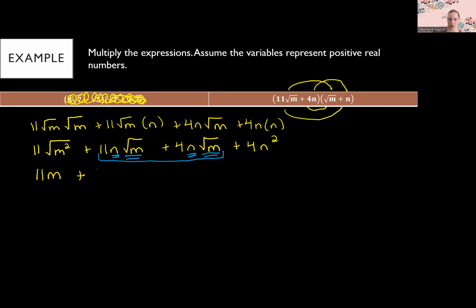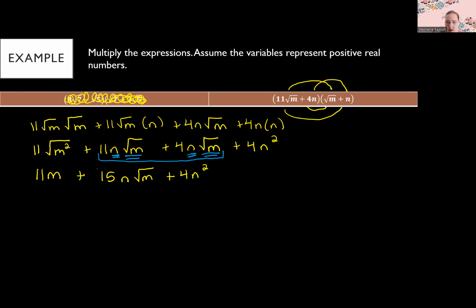So because those are all the same, these are like terms, and so you can add the numbers 11 plus 4, which is 15. So you get 15n times the square root of m. So the variable parts and the square root parts, those just hang out, they don't get added together. And then I have this plus 4n squared.